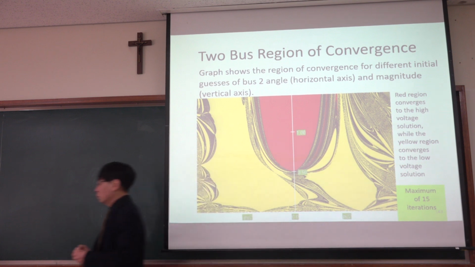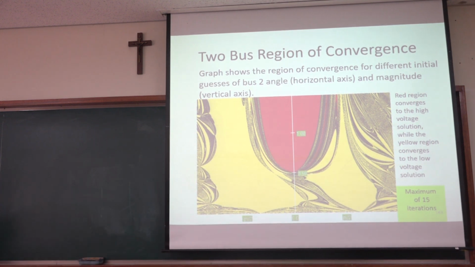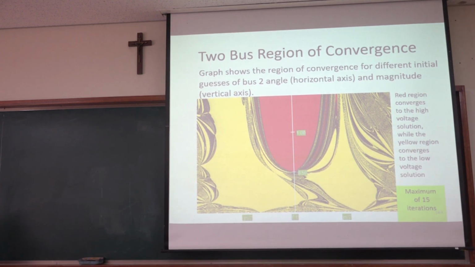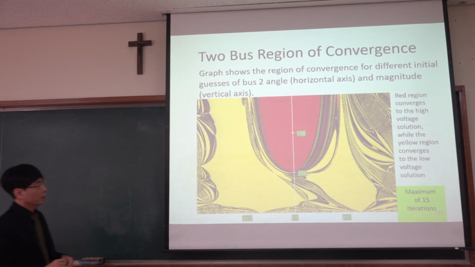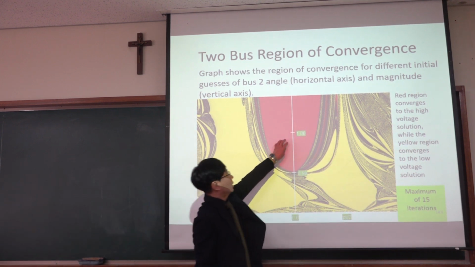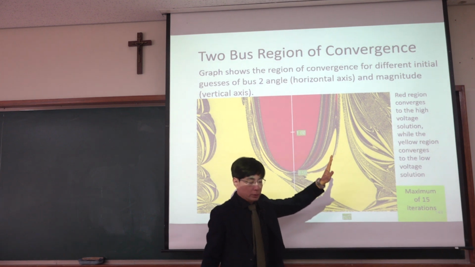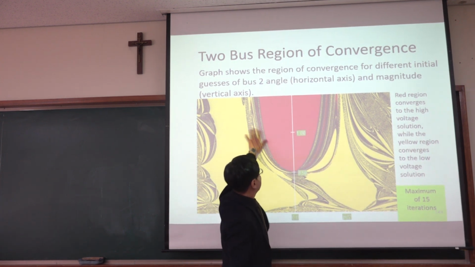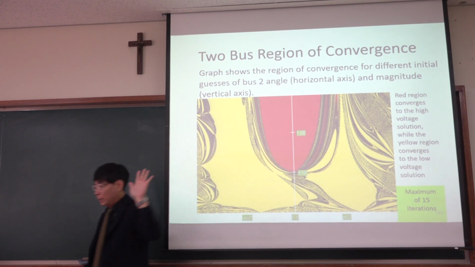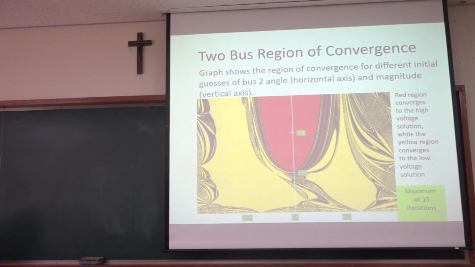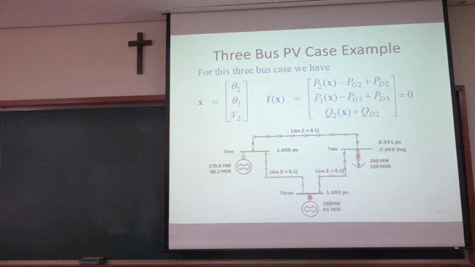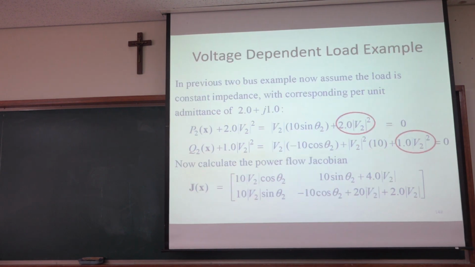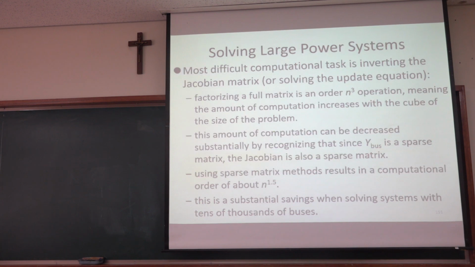So later, if you have a chance to solve the power flow equation using Newton-Raphson or some other method, if you are here, then that method is robust. But if you are somewhere here, then please be aware that the solution can be sensitive. So this is the PV bus case, with a voltage dependent source.